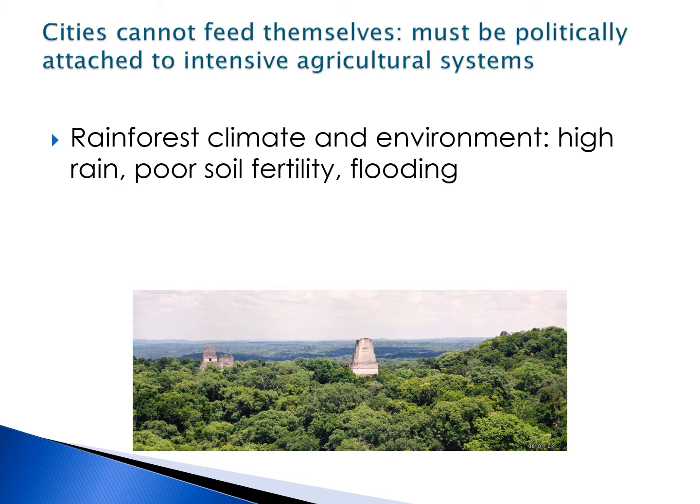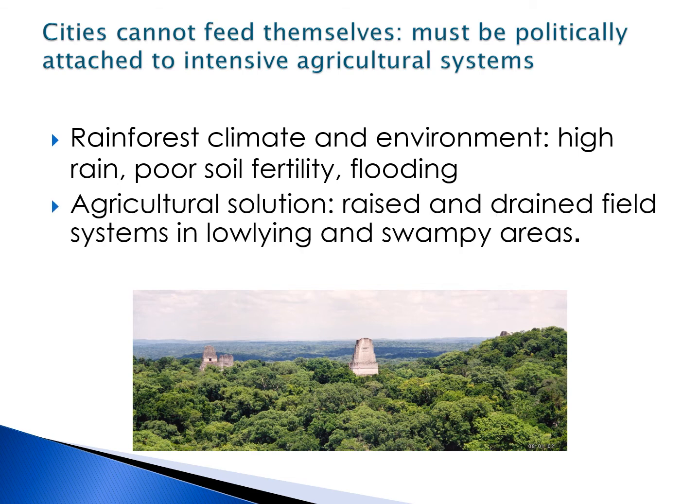All rainforests are linked everywhere in the world with very poor soil fertility, so fertilizers and other types of growing techniques must be managed, and issues with flooding. So frequently buildings that people are living in or using publicly have to be raised up off the ground. So again, the term for Maya intensive agriculture in low-lying or swampy areas is raised and drained field systems.